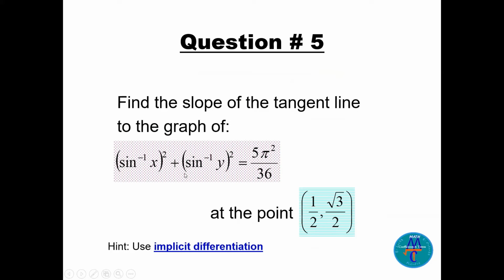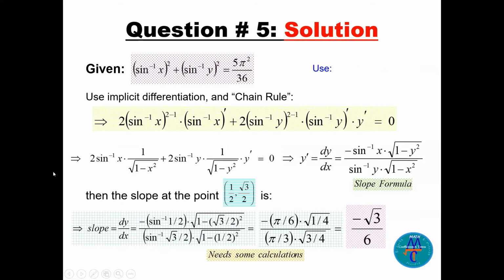So first we have to find dy over dx, which is y prime. Then we replace x by half, y by square root of 3 over 2. So for sure we have to use implicit differentiation. Okay, so now let's use implicit differentiation.